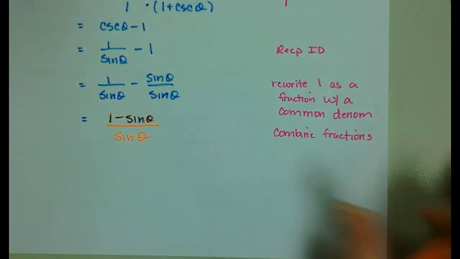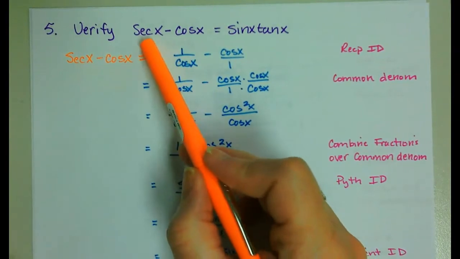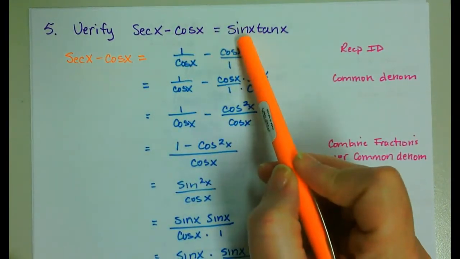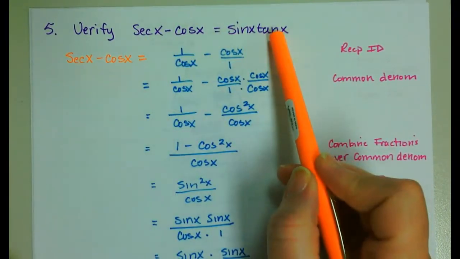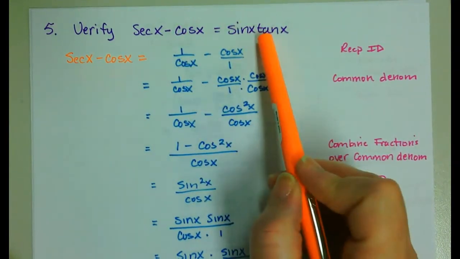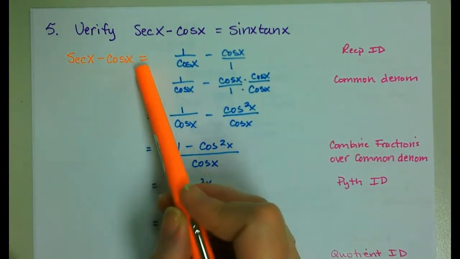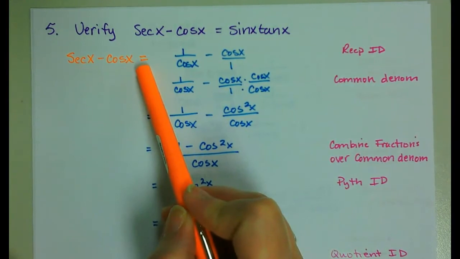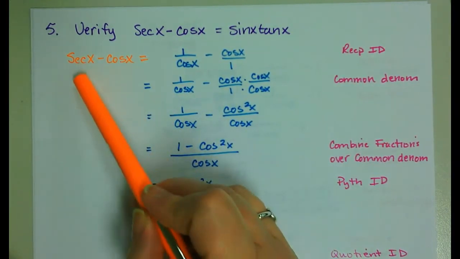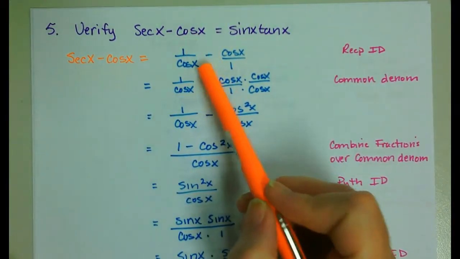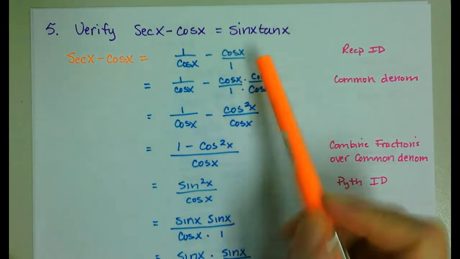All right, so the next one, number 5. On number 5, we have secant x minus cosine x equals sine x tan x. So I write down what it is I'm trying to prove. I pick the side I want to work from, so I pick this one, equals, and now I start my proof. So I use a reciprocal identity here, 1 over cosine x minus cosine x over 1.